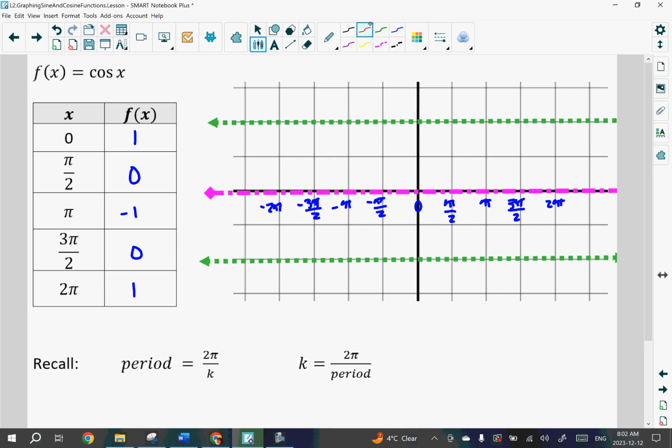Okay. And then cos starts high, middle, low, middle, high. So that's the high, middle, low, middle, high. And you don't have to memorize those, but once you do this a couple times, you're going to notice the pattern. Middle, low, middle, high.